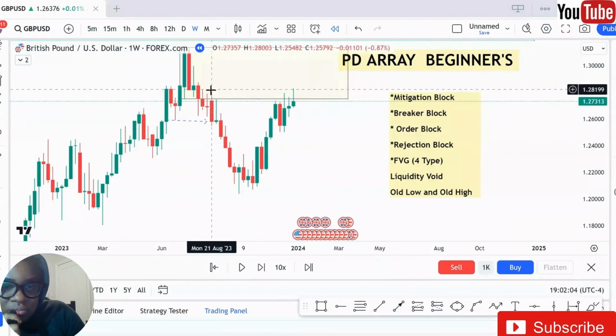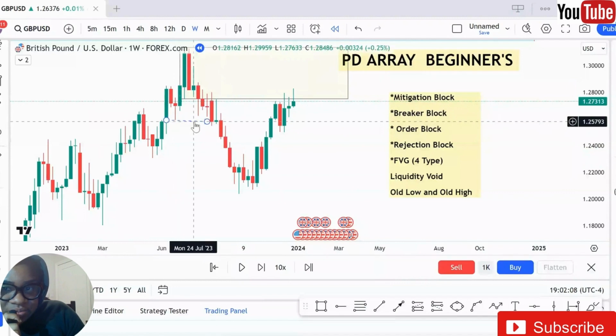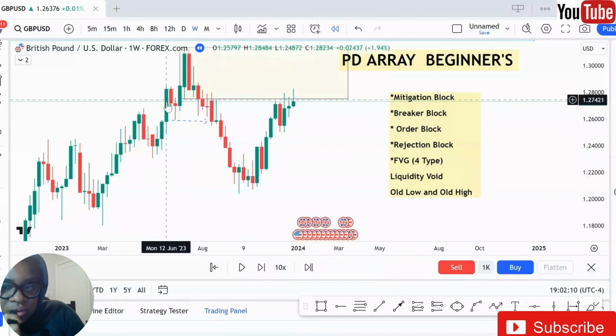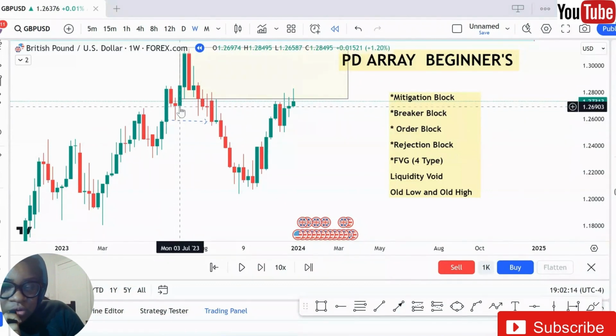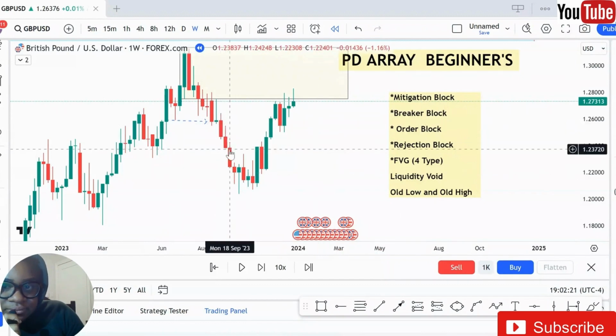Is there a mitigation block? No. Is there a breaker? We have one mini breaker here. I can take this as a breaker because it had a swing low. This candle here had an impulse move down, and this one, the body closed above. You can see it here, right? Is there a fair value gap?